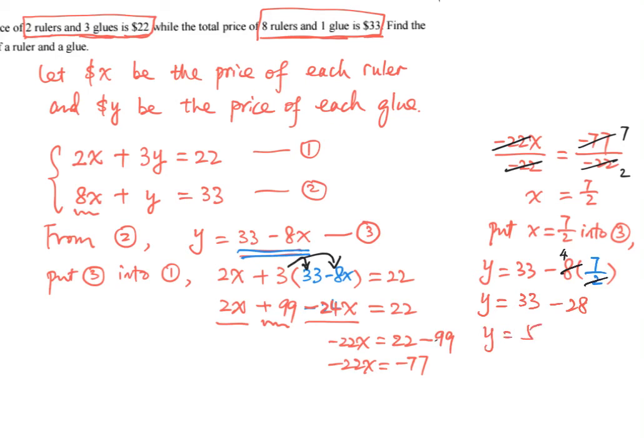Therefore, the total price of one ruler and one glue will equal 7 over 2 plus 5. This is the price for one ruler plus the price for one glue, which is $8.5.